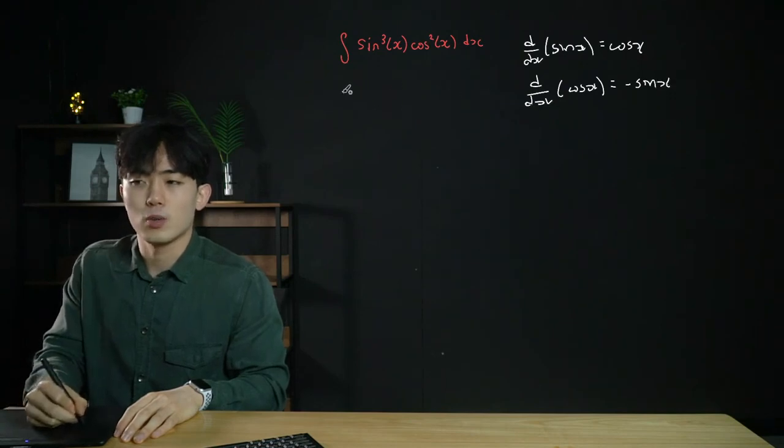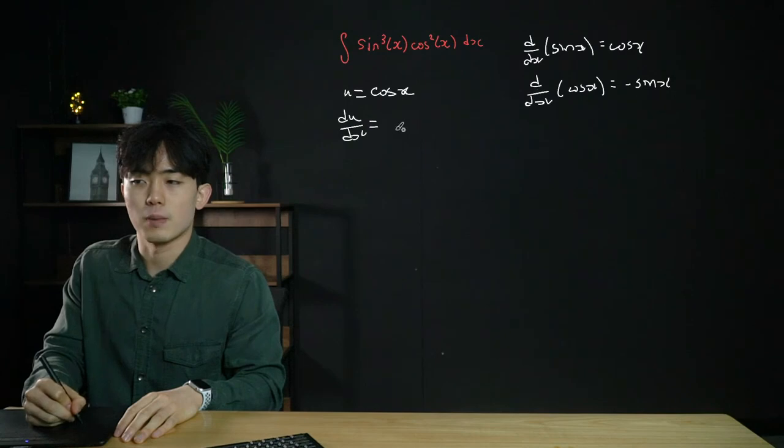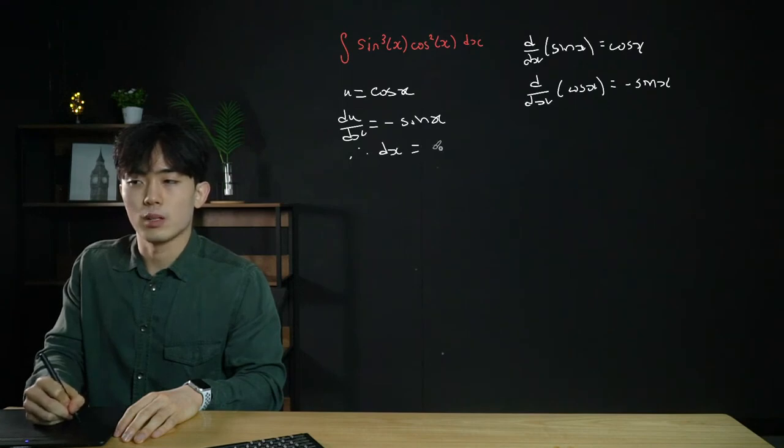So let's just try u is equal to cos x. Differentiating this, du by dx is just going to be equal to, as shown here, minus sine x. Okay, and therefore dx is going to be equal to minus 1 over sine x multiplied by du.